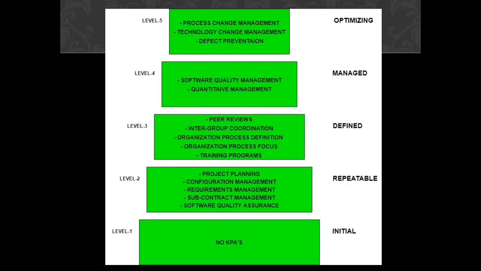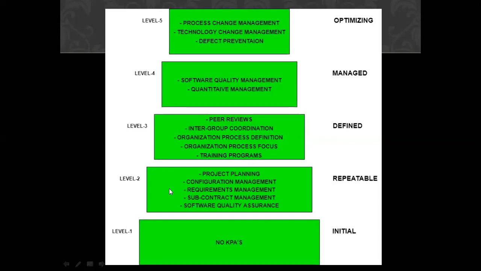The third key process area is requirements management, still on the repeatable level. Requirements management includes the management of customer feedback, which helps in making some changes in the requirements, and it also consists of the modified requirements. So requirements management means: what changes are coming up, what requirements you have to change, what were the initial requirements, and what are the modified requirements.